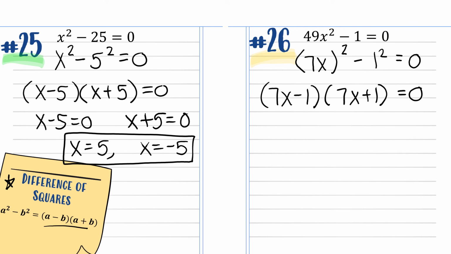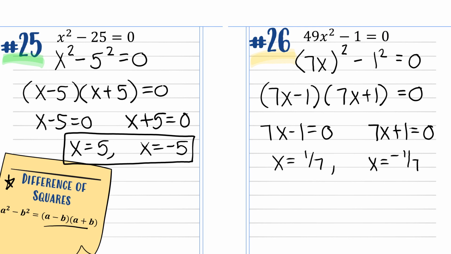Zero product property says set each factor equal to 0. 7x minus 1 equals 0 and 7x plus 1 equals 0. Solving each equation, we get x equals 1/7 and x equals -1/7.